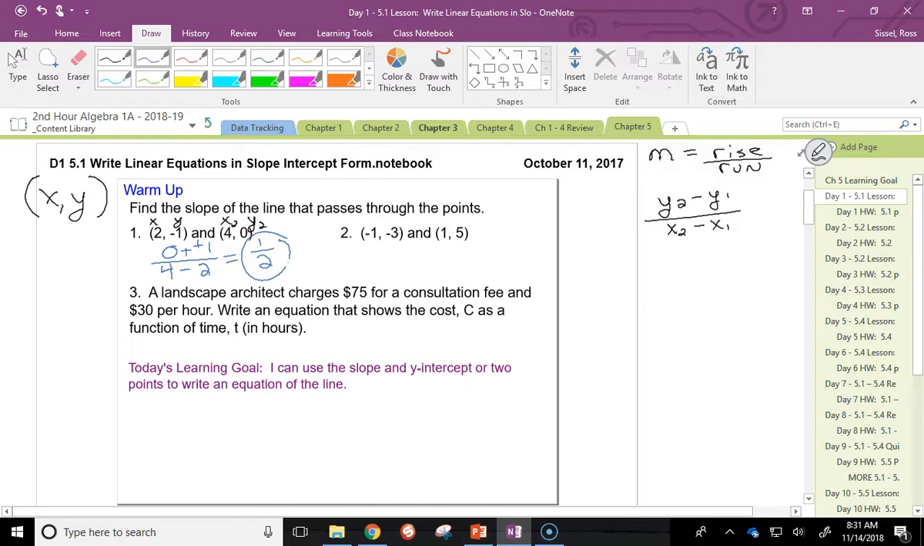Okay, you go ahead and do the second one real quick. I'm going to do it. Go ahead, work on this, and then check with your neighbor, did you get the same slope as they did?